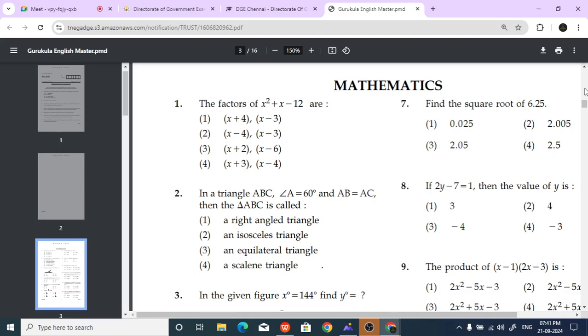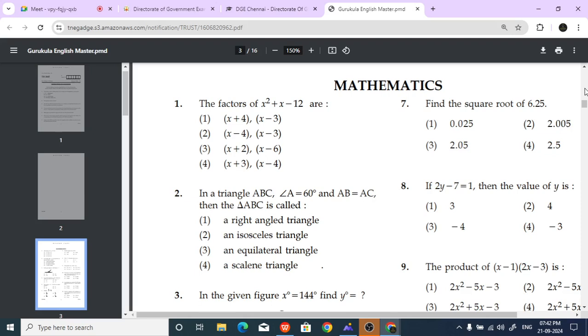Okay, now I will ask one. What is meant by isosceles triangle? Two sides equal, opposite angles equal. Two sides are only equal. The other third side is not equal to the other two sides. That is called isosceles triangle.